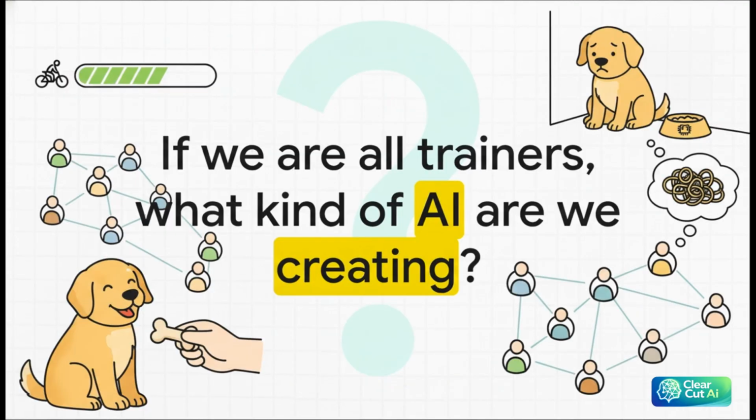Which leaves us with a pretty fascinating final question, doesn't it? We started this whole thing talking about learning to ride a bike, and we've ended up here with millions of us all over the world acting as trainers for these incredibly powerful systems every single day. So, if we're all the trainers, what kind of AI are we all together teaching it to become?